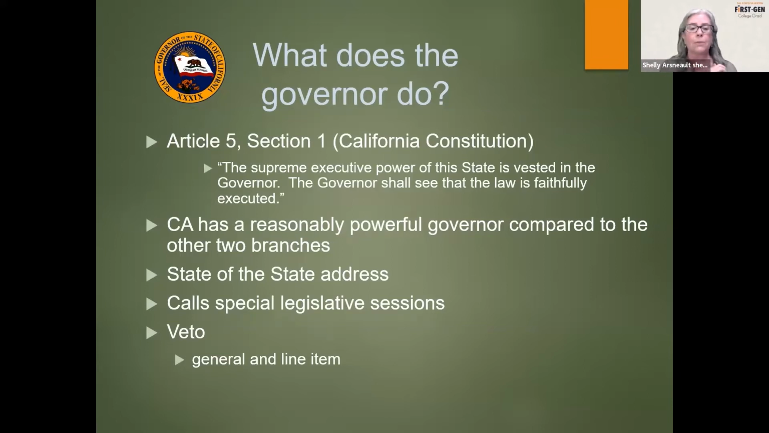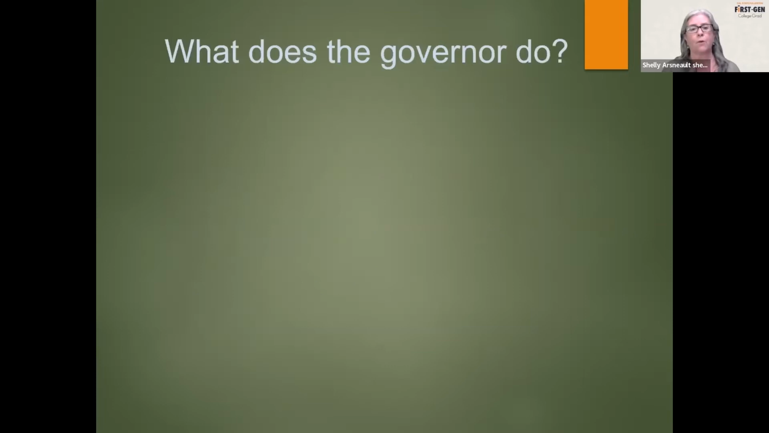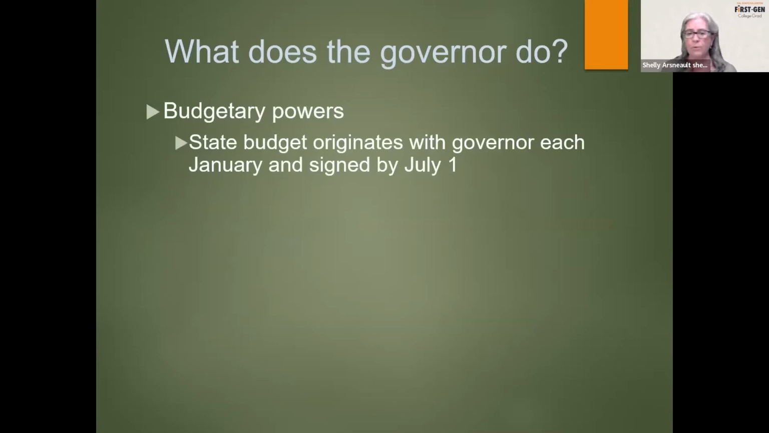And so basically what that typically means is he can say, I will sign this thing, but we're not spending that much money on it. I will cut that money out or cut it in half or whatever. So there are some other things that the governor does. Again, budgetary powers are huge for the governor, and the state budget originates with him in January. And of course, there's all the wrangling that goes on between January and the signing by July 1st.